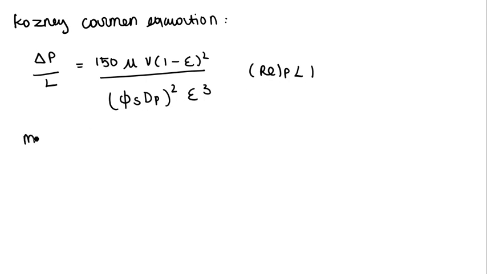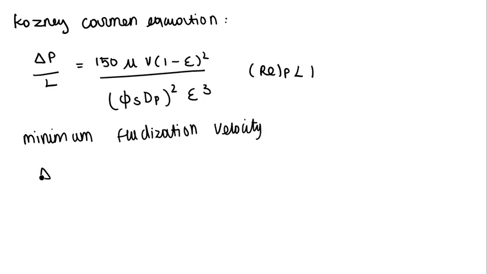Now, the minimum fluidization velocity condition. So what is that formula? Del P by L is equal to (rho p minus rho f) into (1 minus epsilon) into g, where rho p and rho f are the density of the particle and density of the fluid, and 1 minus epsilon is the solid fraction. Okay, now we see here, here and here.